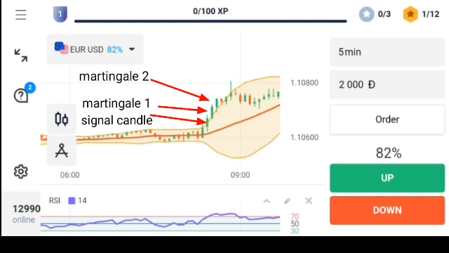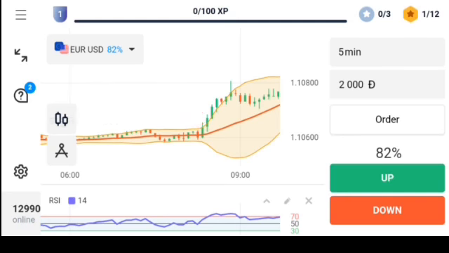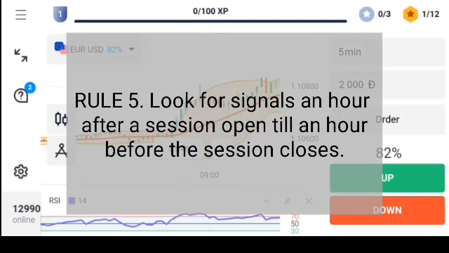So if you look at this chart here, it's a picture of rule number 4. Do not martingale more than 3 times. I repeat. So let's move on to rule number 5.